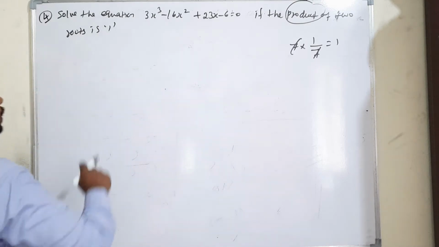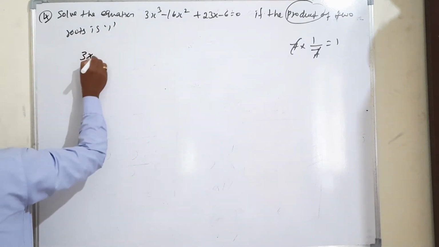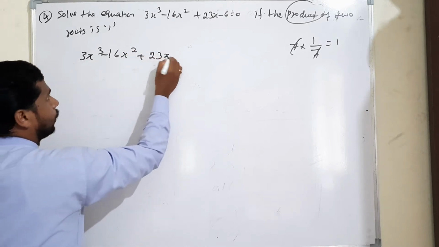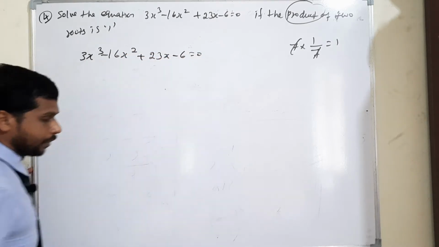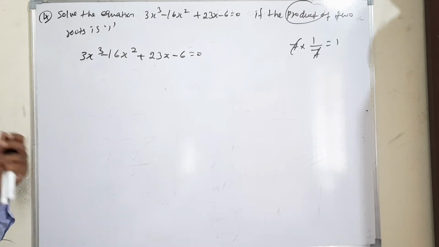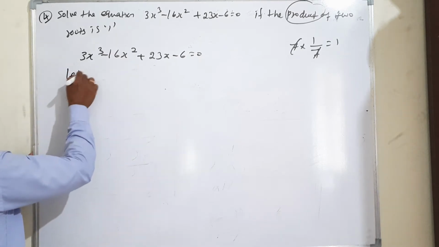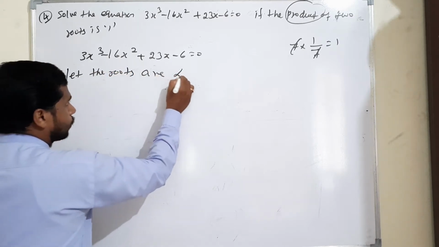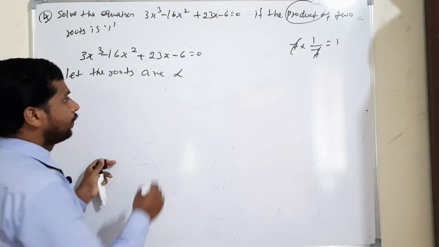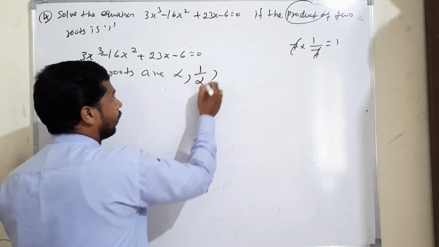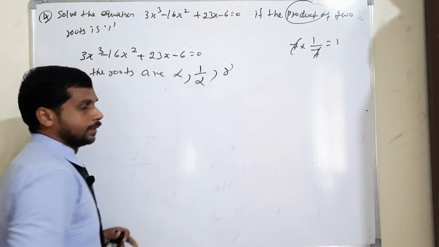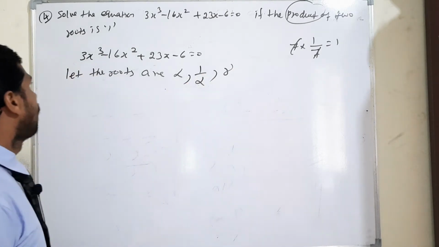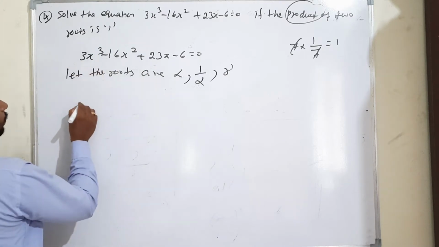Okay, so now what is the given equation? 3x cube minus 16x square plus 23x minus 6 is equal to 0. So how do we take it? Let the roots be alpha, 1 by alpha, and gamma. If alpha is one root, we can take the reciprocal of the same, 1 by alpha, as another, and gamma as it is, because the product of the two roots will be 1.